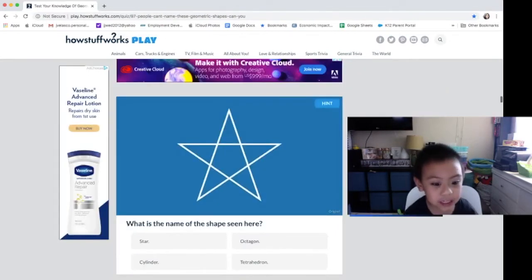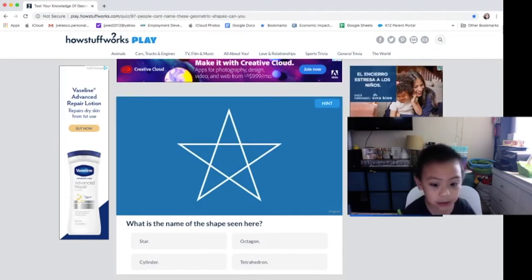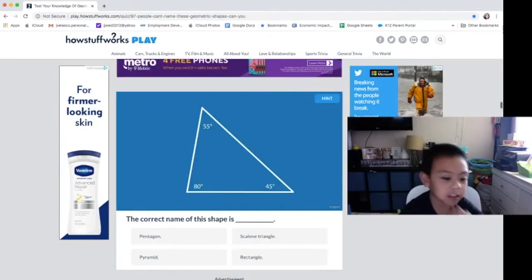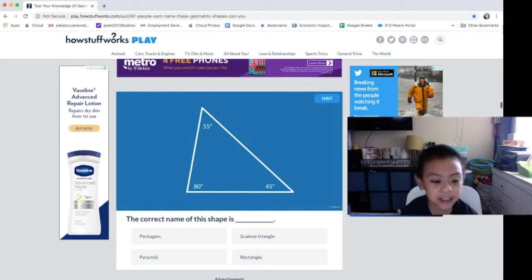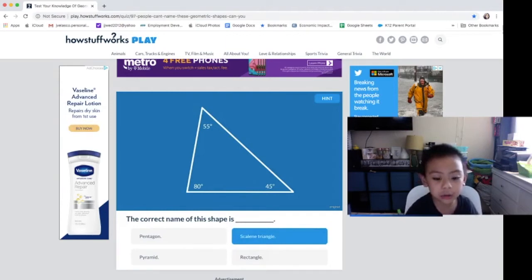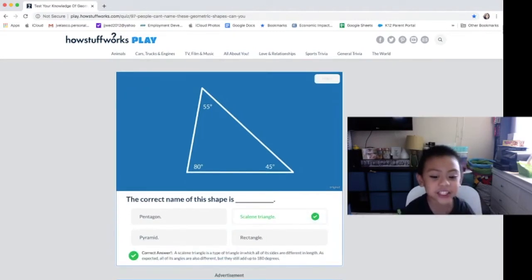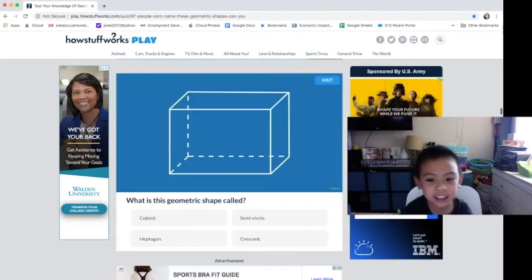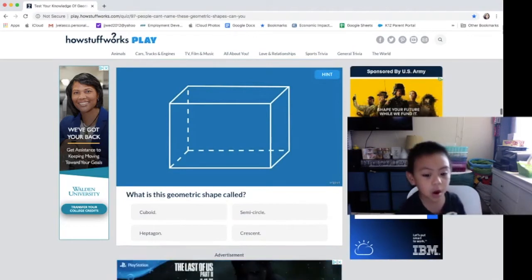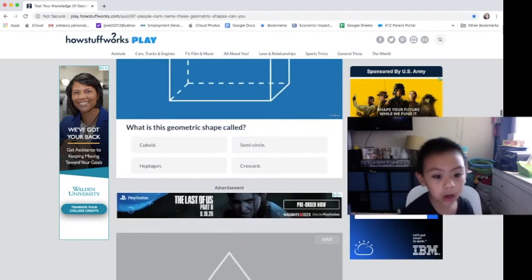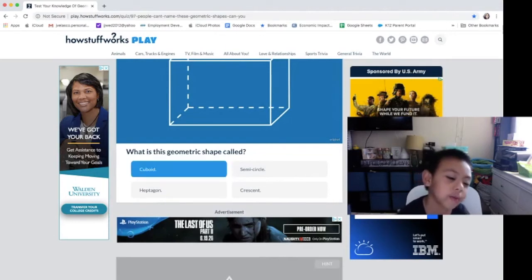What is the name of the shape seen here? Star, octagon, cylinder, or tetrahedron? Cool. The correct name of this shape is pentagon, pyramid, scalene triangle, or rectangle. Scalene triangle. Oh my gosh! What in the world? What is this geometric shape called? Cuboid, crescent, heptagon, or semicircle? Oh wait, I'm so sorry. It's cuboid.